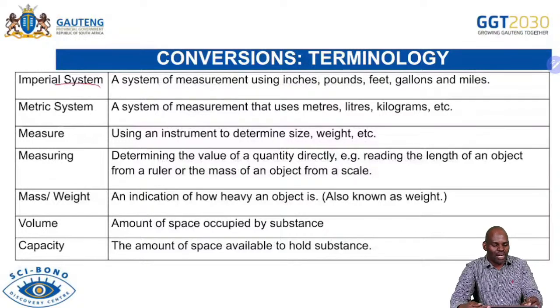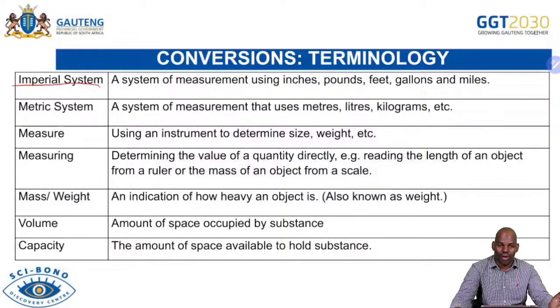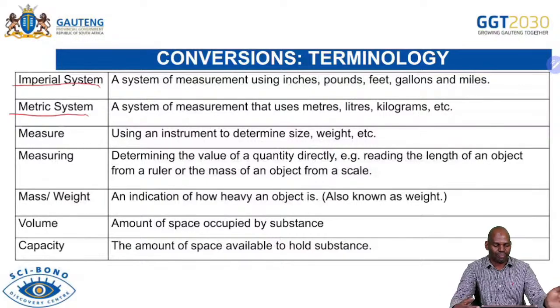Okay, we also have the imperial system. We spoke about metric and imperial. The imperial system is a system of measurement using inches, pounds, feet, gallons, and miles. Remember, it is a system of measurement that is used in other countries, using inches, pounds, feet, gallons, and miles. Those are just examples. The metric system is a system of measurement that uses meters, liters, kilograms. These are just the common units that we use in South Africa.